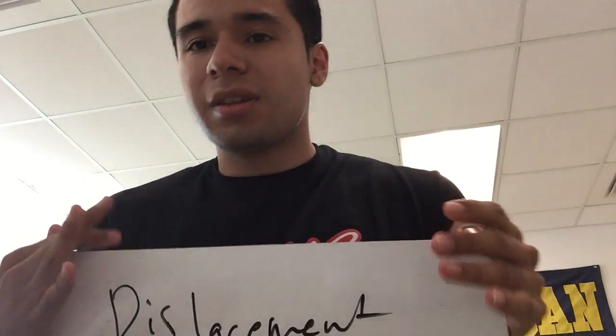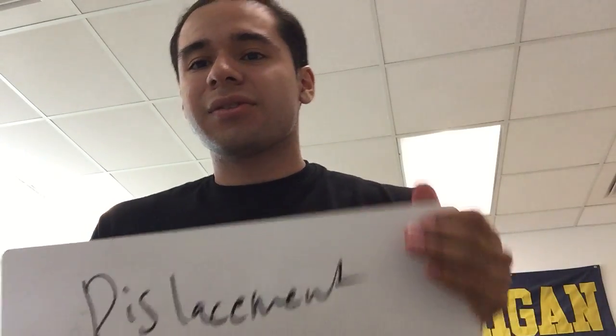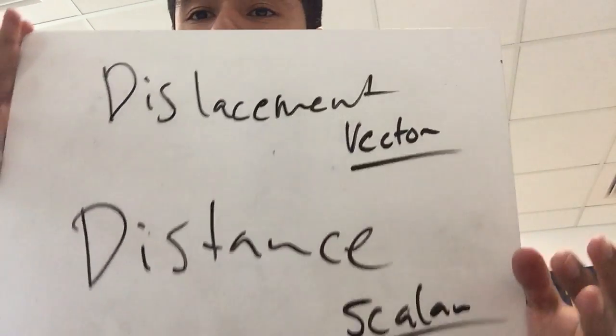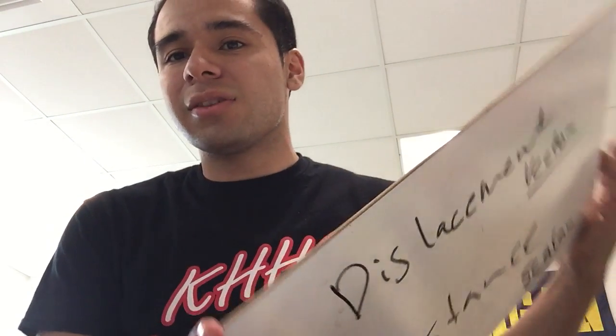Displacement and distance. Both of these things are lengths, they're numbers, but one of them is a vector, which is your displacement, and distance is scalar because it's just a number. Now, I said both of these things are lengths, so what's the difference between them other than them being scalar and vector? I'm about to show you.